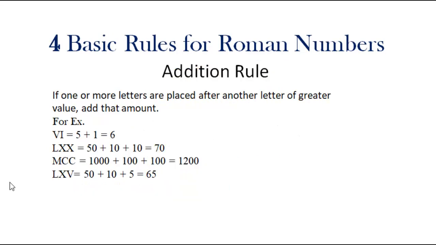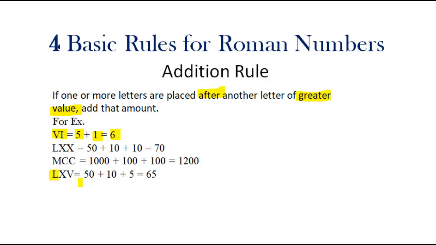Second rule, the addition rule. What is the addition rule? If one or more letters of smaller value are placed after a letter of greater value, then you have to add the amounts. For example, VI means V represents 5, I represents 1, so VI represents 6.